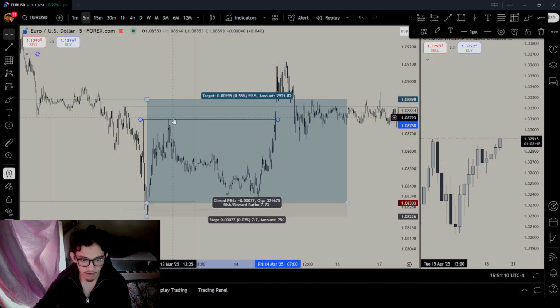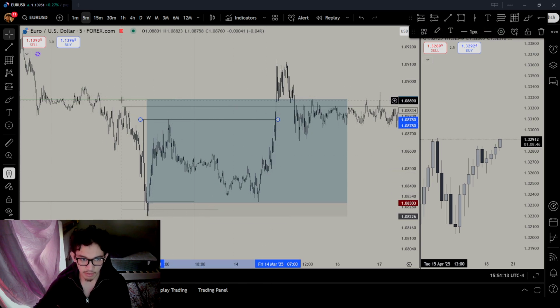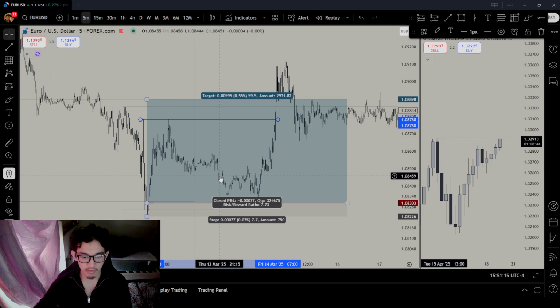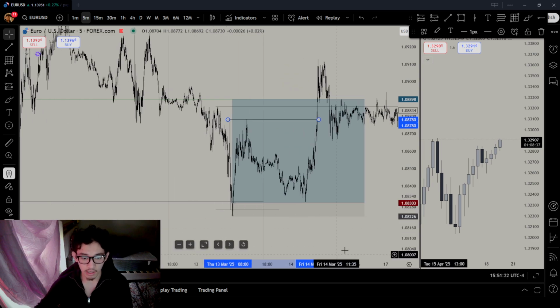So we're not going to take profit. We wait until the final take profit all over here, which got met for a 7.7 RR right over here. This is how you trade. This is how I trade New York Reversals.